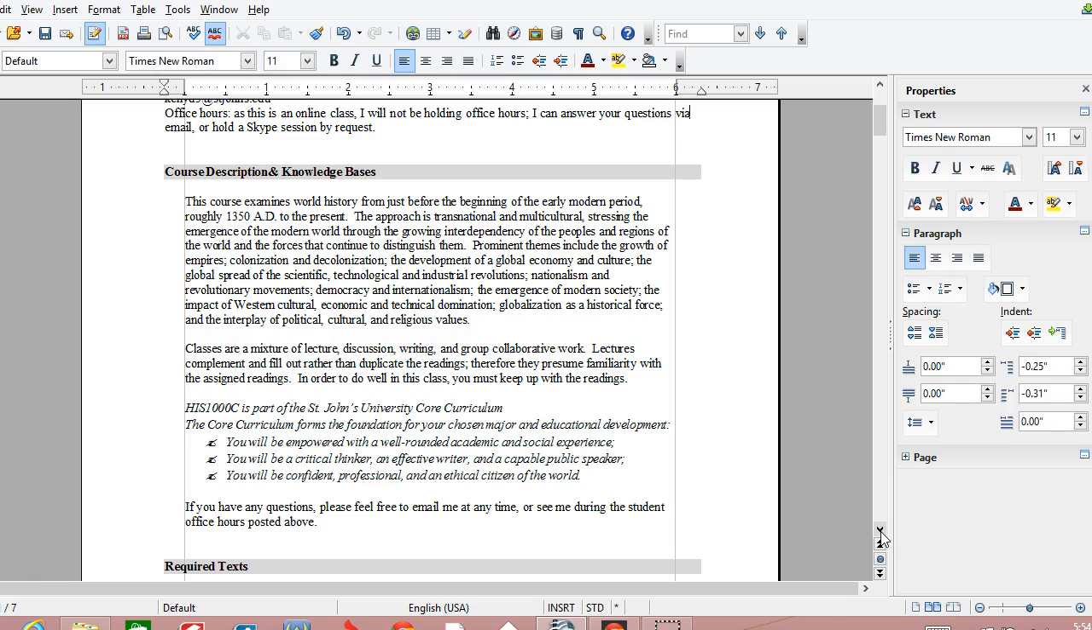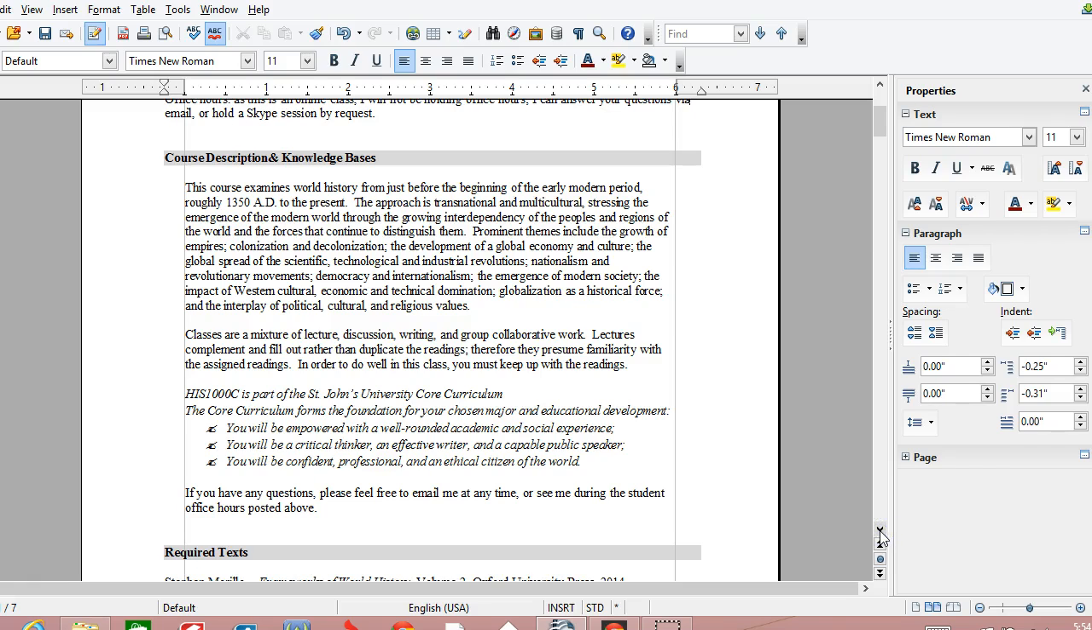Prominent themes include the growth of empires, colonization, decolonization, the development of the global economy, and the eventual development of a global culture. The scientific, technological, and industrial revolutions, nationalism, revolutionary movements, democracy, internationalism, and finally the emergence of a modern society.